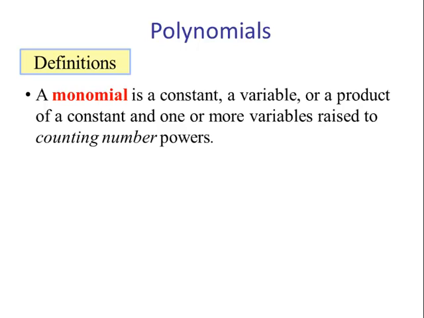A monomial is a term, a variable, or a product of a constant and one or more variables raised to counting number powers. Sometimes this is known as natural numbers. Let's look at some examples. This is a monomial, 3x to the 6. 6 is a counting power. x is a monomial because it has a power of 1. Negative 3 is because it has a power of 0. So x to the 0 power is 1, and 1 times negative 3 is negative 3.